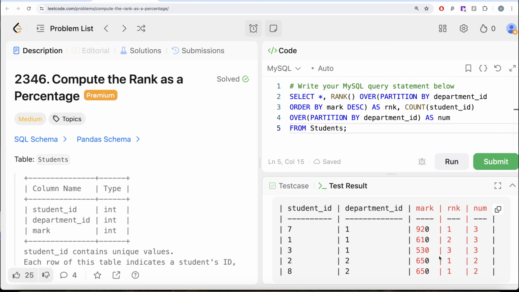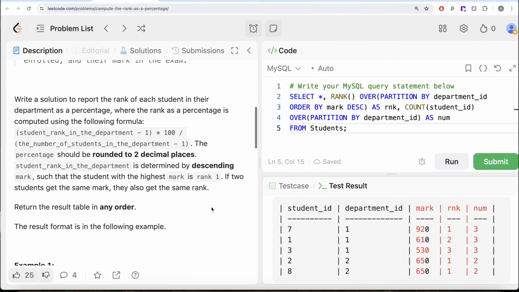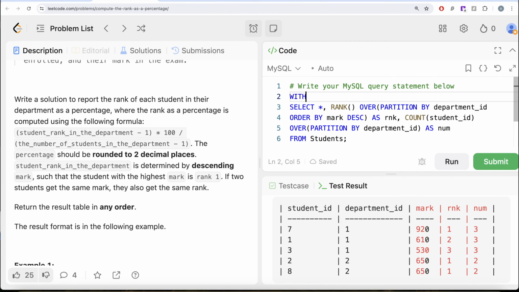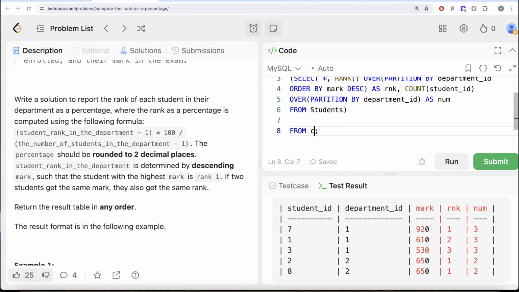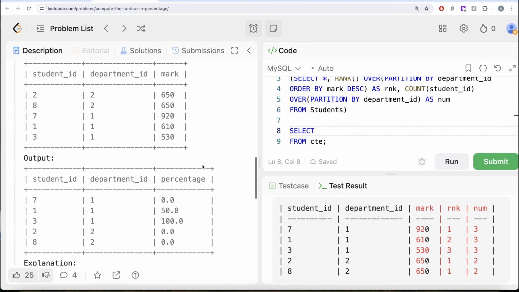Now, once you have this, what you need to do is calculate the rank based on this formula. So let us go ahead and save this entire thing in a common table expression. With CTEs, this entire thing goes into parentheses, and from this common table expression, let us keep the columns that we want. So we want the student ID. So return me the student ID. We want the department ID.